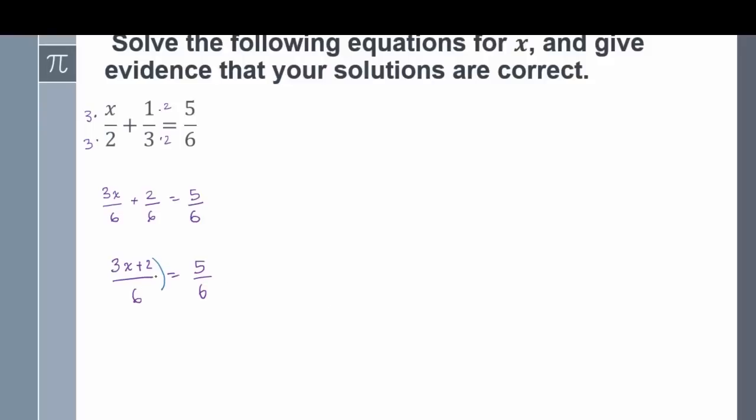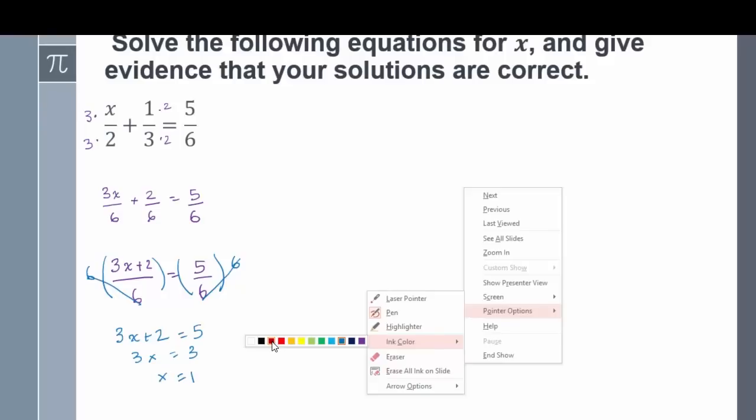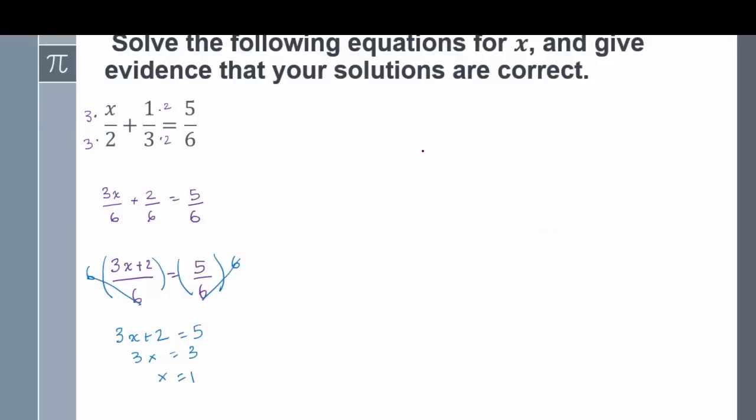Multiply both sides of the equation by 6. 6 divided by 6 equals 1, and 6 divided by 6 over here equals 1. So we're left with 3x plus 2 equals 5. Solve for x. We get 3x is equal to 3, x is equal to 1. Check our work by plugging in 1 for x and seeing if that equals 5/6.